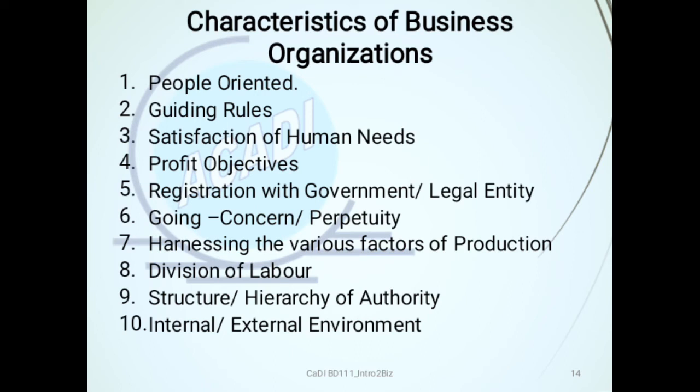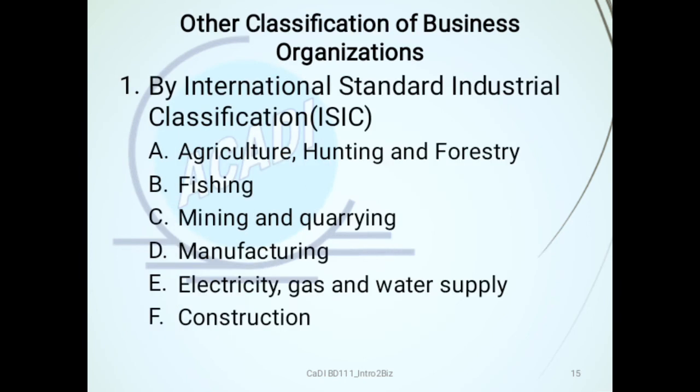Characteristics of business organization. We have people-oriented, guiding rules, satisfaction of human needs, profit objective, registration with government, legal entity, going concern, perpetuity, harnessing the various factors of production, division of labor, structure, hierarchy of authority, internal and external environment.